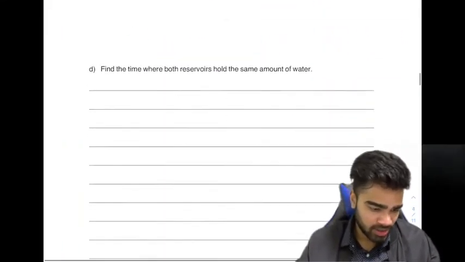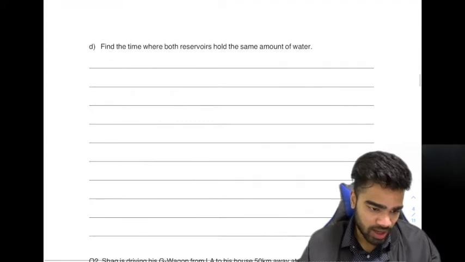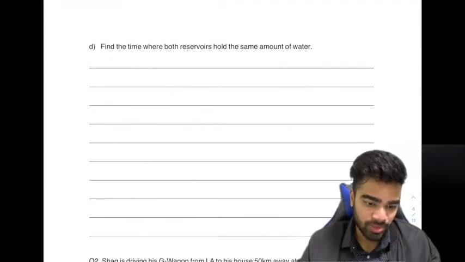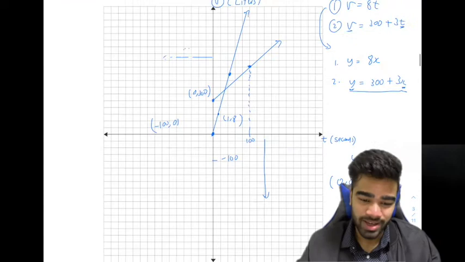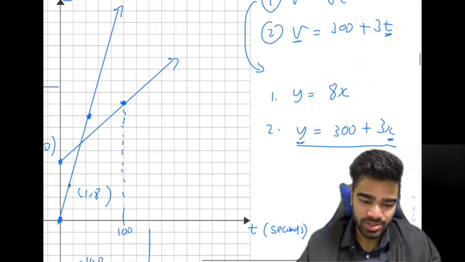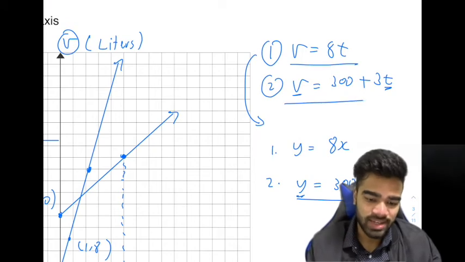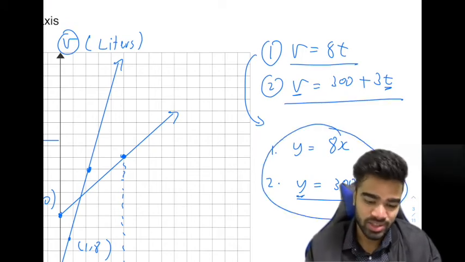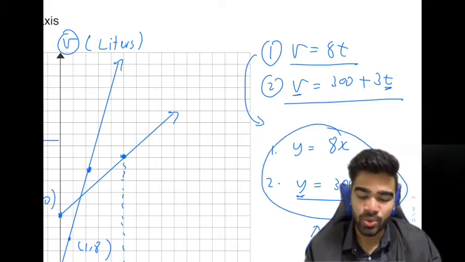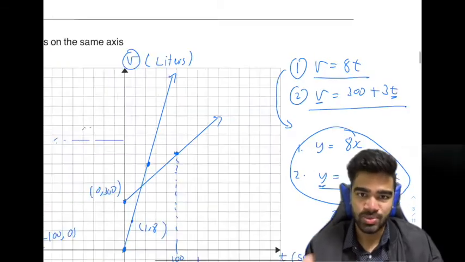Was there a part D to this question? Oh, there was. Okay. Find the time where both reservoirs hold the same amount of water. So remember, guys, just a quick note. We used y and x to sketch it, but our equations are literally v and t, right? I just made it into this form to help us sketch it because you guys are used to y and x when you're sketching. That's why I just rewrote it.